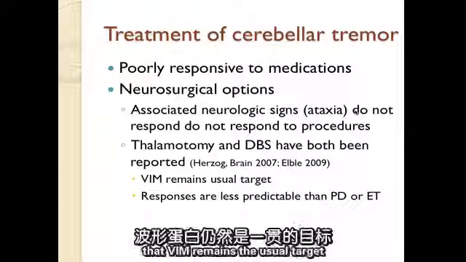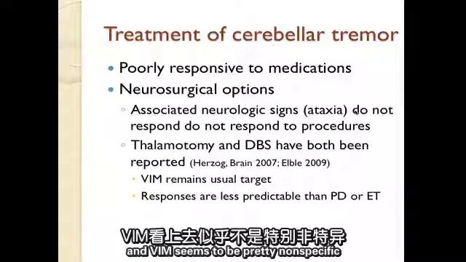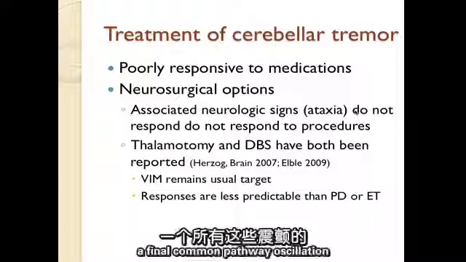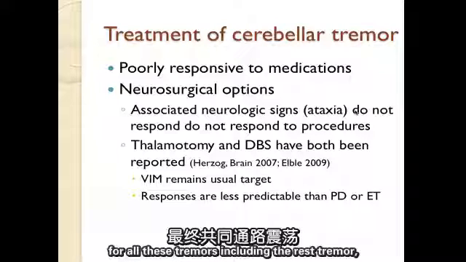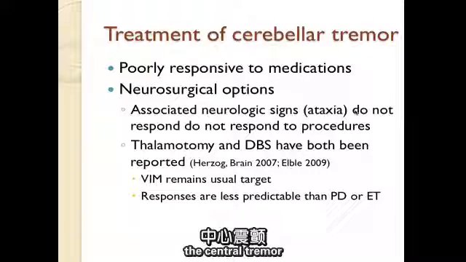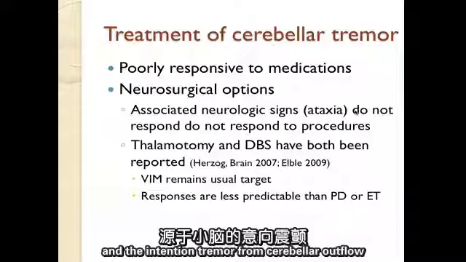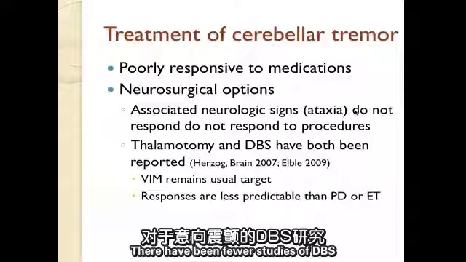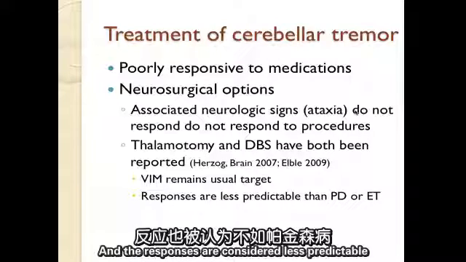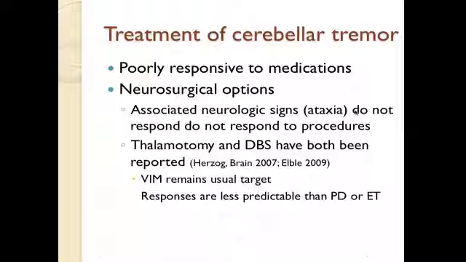Otherwise, it's interesting that VIM remains the usual target. And VIM seems to be pretty nonspecific. It looks to be a final common pathway oscillation for all these tremors, including the rest tremor of Parkinson's disease, the action tremor of essential tremor, and the intention tremor from cerebellar outflow. There have been fewer studies of DBS and intention tremor than there are for essential tremor. And the responses are considered less predictable than for Parkinson's disease or essential tremor.